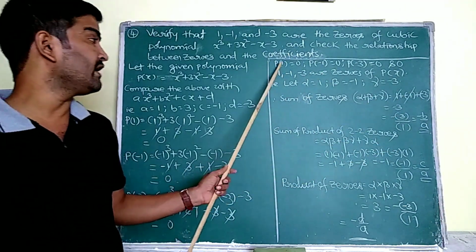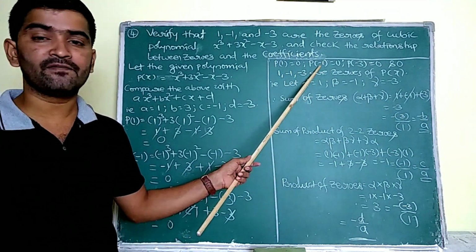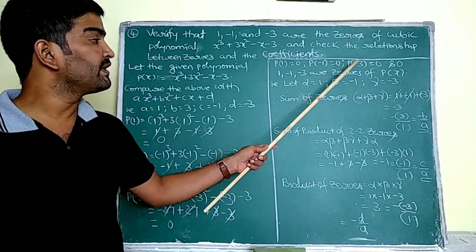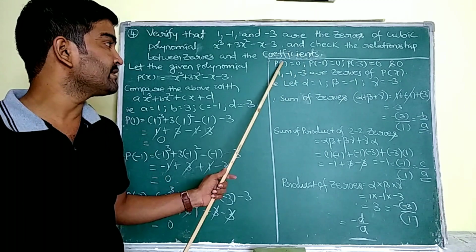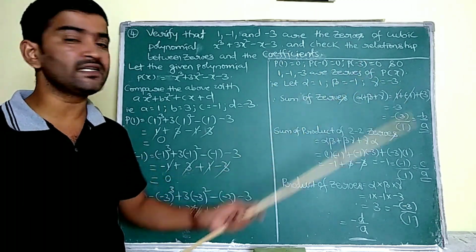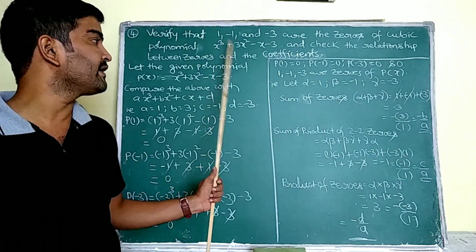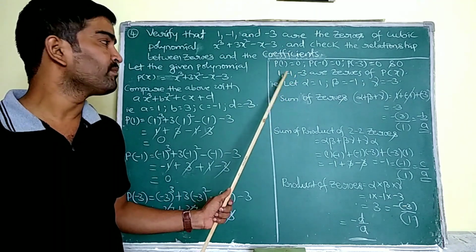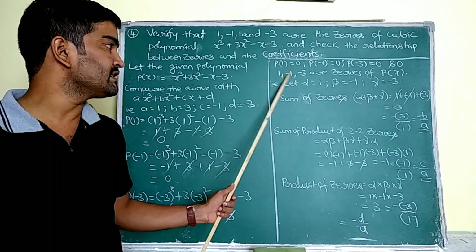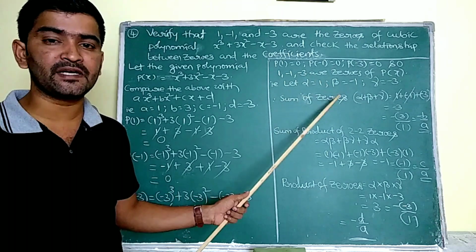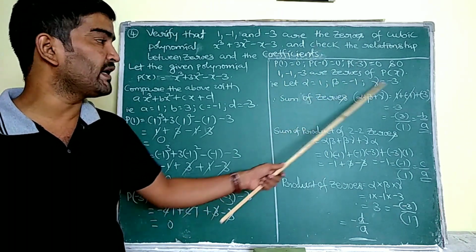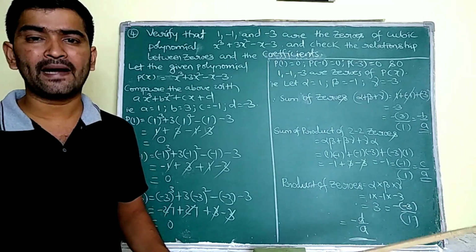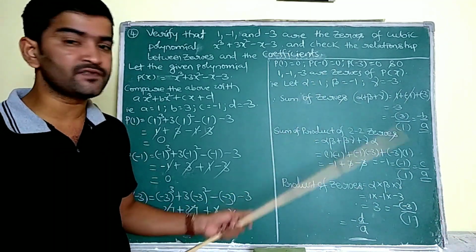See, that means p of 1 we obtain 0, p of minus 1 we obtain 0, p of minus 3 also we obtain 0. That means 1, minus 1, minus 3 are the zeros of the cubic polynomial p of x. So we are going to write one of these three values as alpha, another one as beta, another one as gamma. So alpha is equal to 1, beta is equal to minus 1, gamma is equal to minus 3.